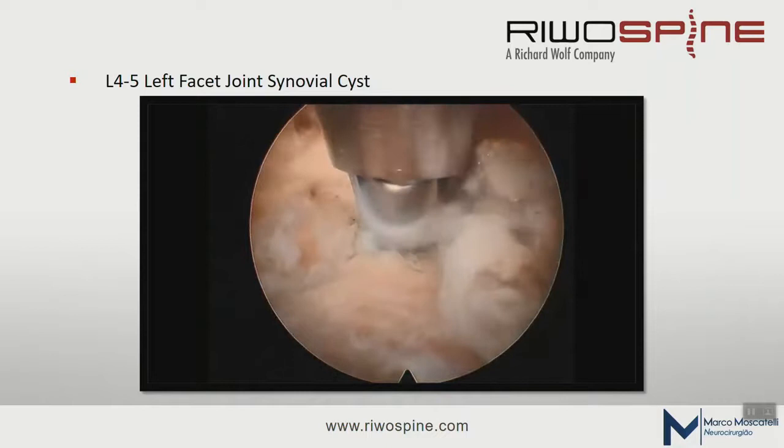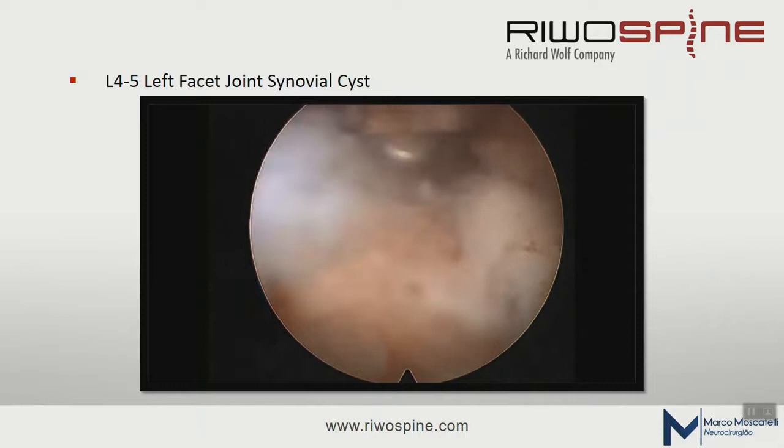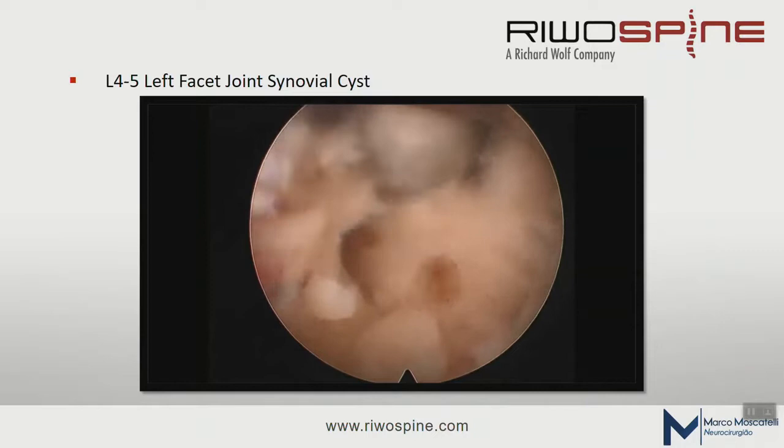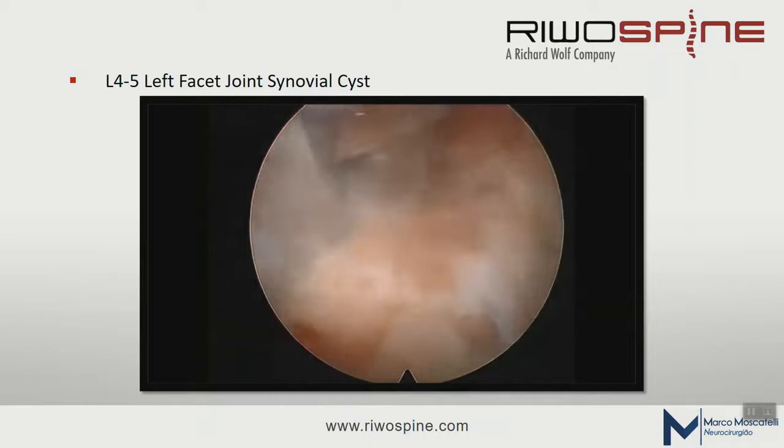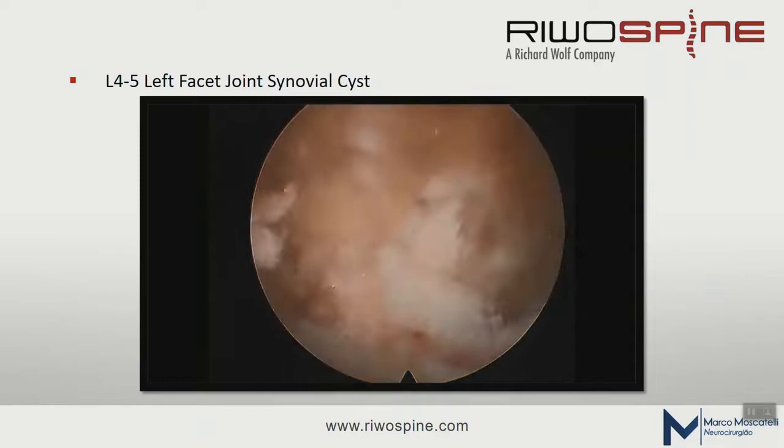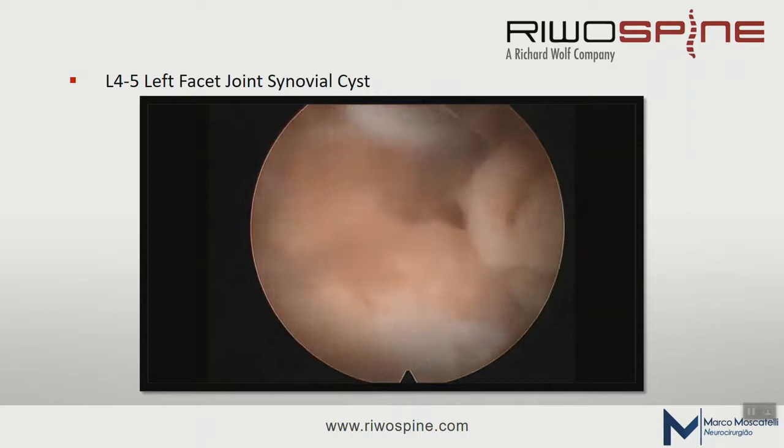With the blade protected, we perform bone removal of the upper articular process, just a few millimeters, 2 or 3 millimeters, nothing more than this. Colleagues asked me how to control bone bleeding. Bone bleeding can be controlled primarily with the use of bipolar and increasing fluid. We can also use bone wax and the diamond blade.